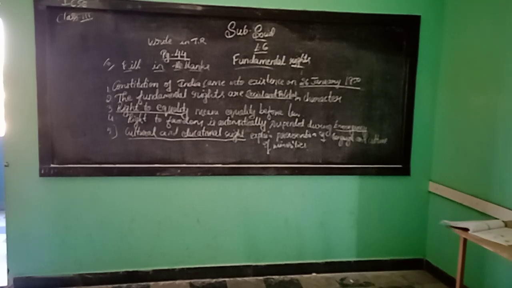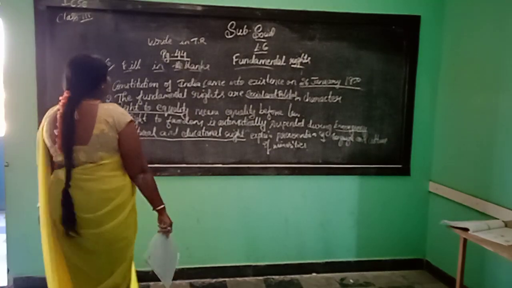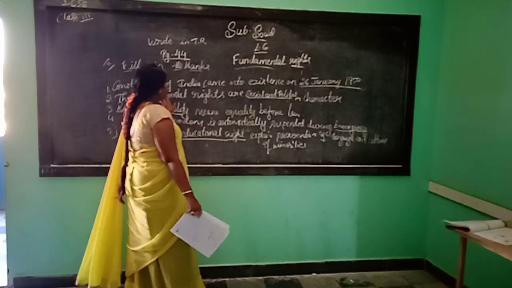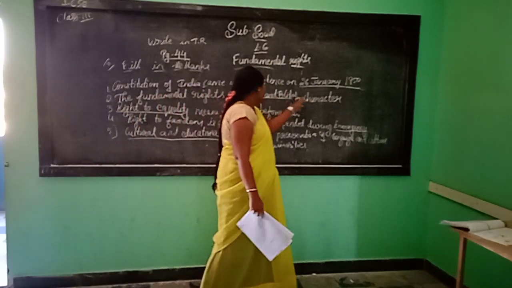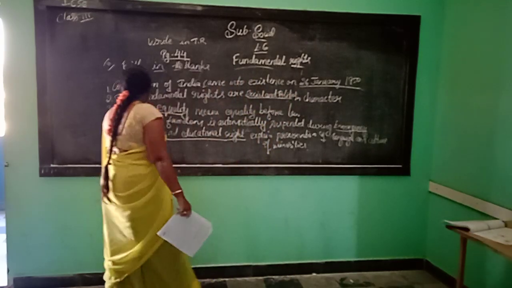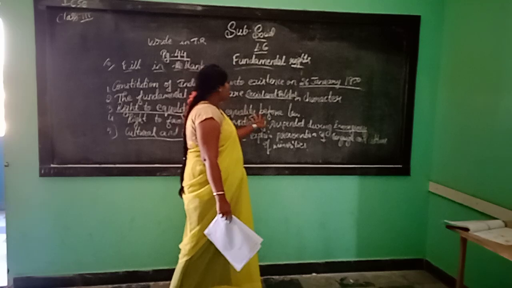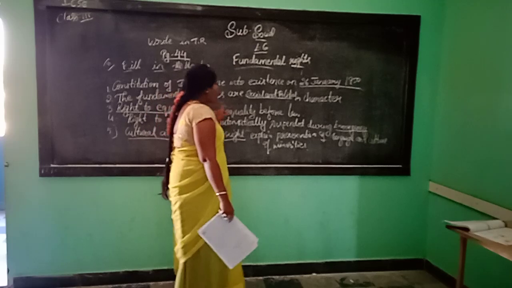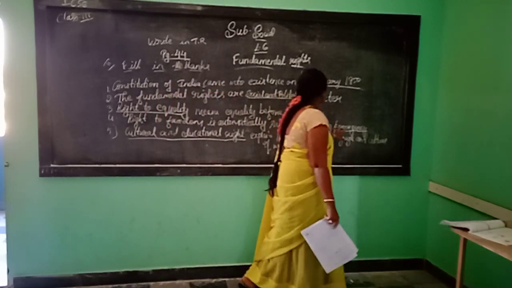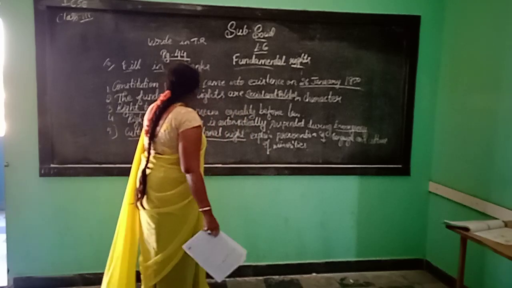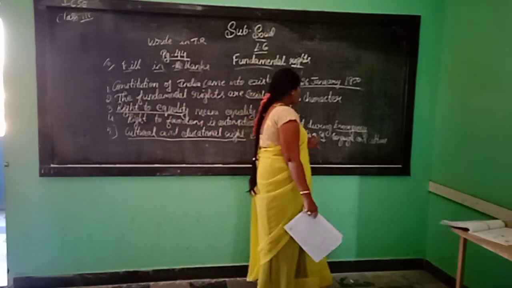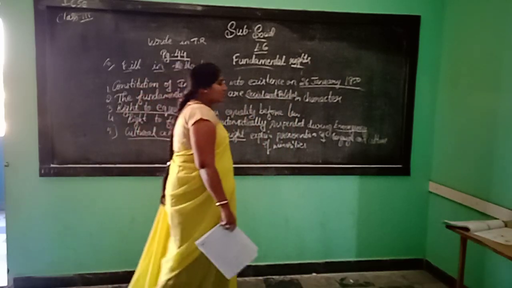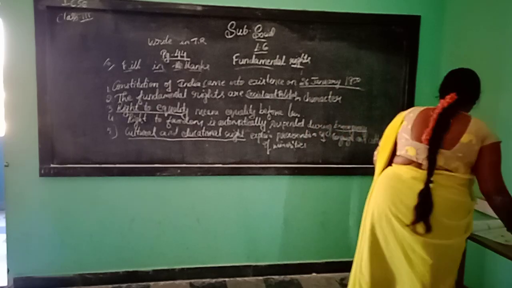So what is the first one? Constitution of India came into existence on dash, 26 January 1950. Next, the fundamental rights are dash in character, social and political. Next, dash means equality before law, right to equality. Next, right to freedom is automatically suspended during dash emergency. Next, dash explains preservation of language and culture of minorities, cultural and educational right. Next thing is third one, yes or no.